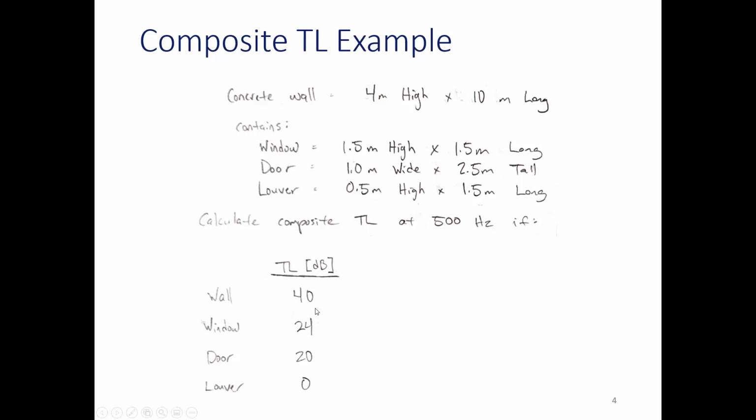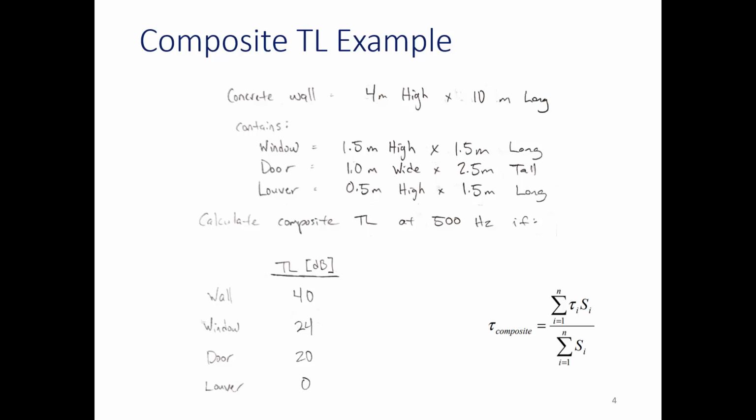So the wall is 40 decibels transmission loss, the window is 24 decibels transmission loss, the door is 20 decibels transmission loss, and the louver is not providing any transmission loss. It's basically just an open space. It's letting the air go through, the sound go through.